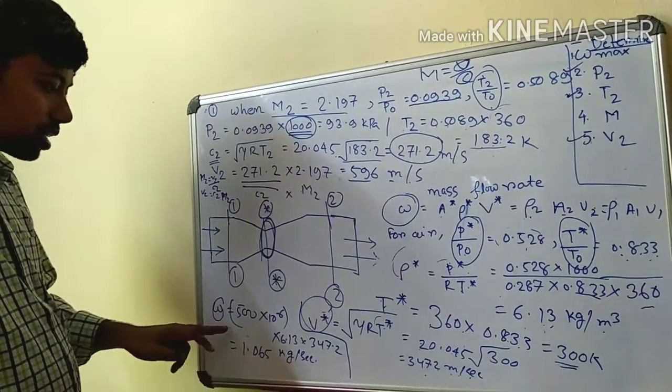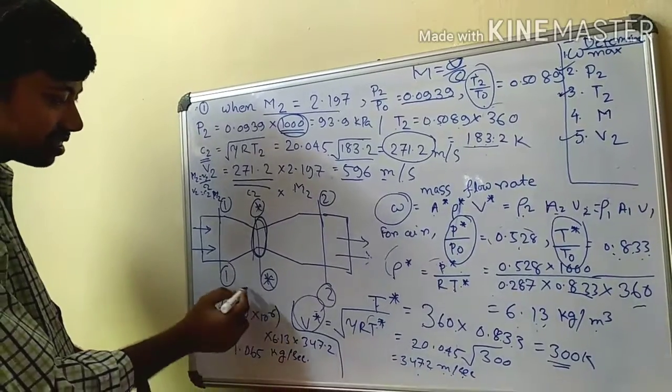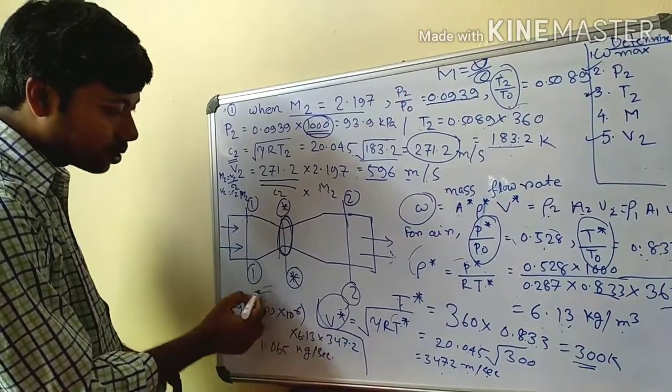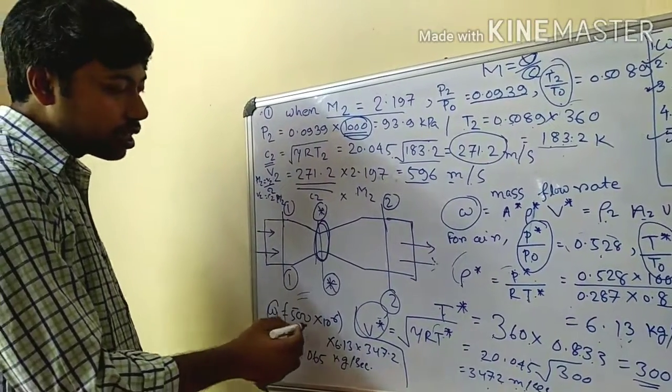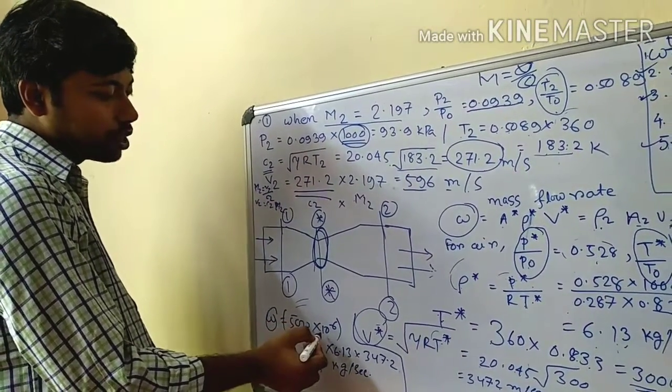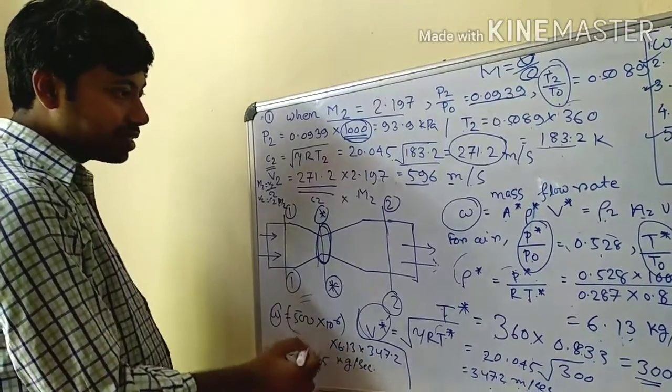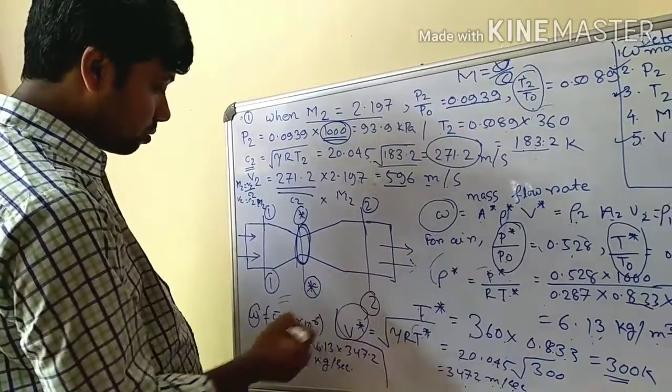Okay, so maximum mass flow rate is equal to A star. A star means the area of the throat section, given as 500 millimeters square. We just convert into meter square, so that's why 500 into 10 to the power minus 6 into A star. So this is A star now.